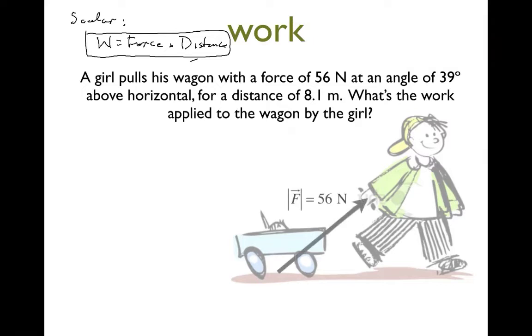So the force that the girl is pulling with is 56 newtons. And then the displacement, she's walking 8.1 meters. So these are the magnitudes of those two vectors, right? So she's pulling kind of up at an angle and she's walking, say, from here to here. And so what's given in the problem is the magnitudes of those vectors.